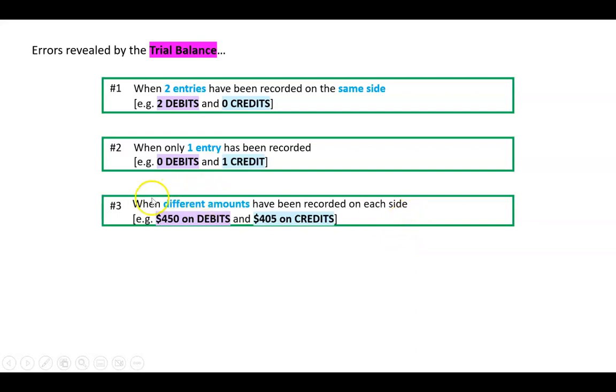However, one more, when different amounts have been recorded on each side. So like if I did $450 of debits, but made a sort of a typo and only did $405 of credits. So those numbers are pretty similar, but I'll end up with a balance that's $45 out. So I'll be able to realize that I've made a mistake.